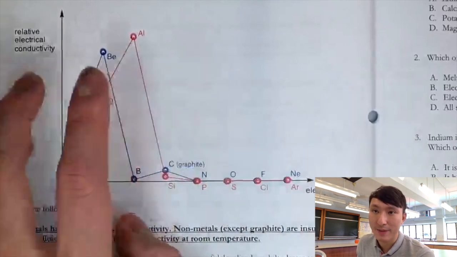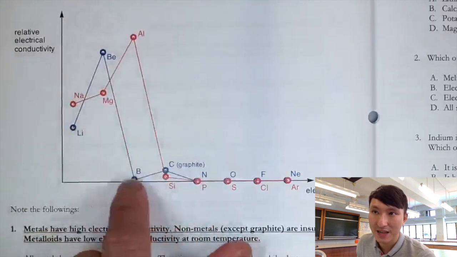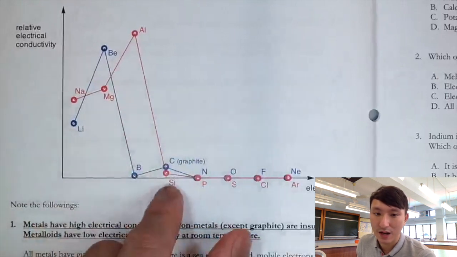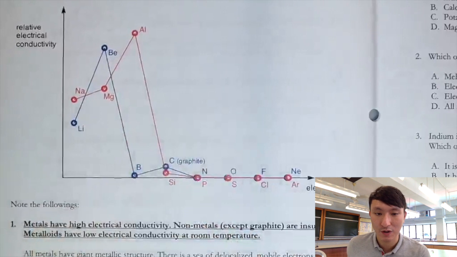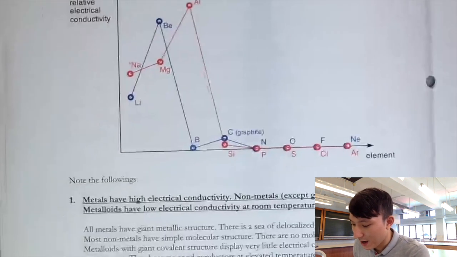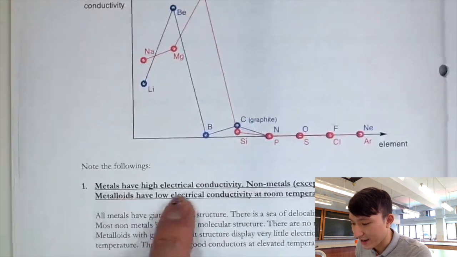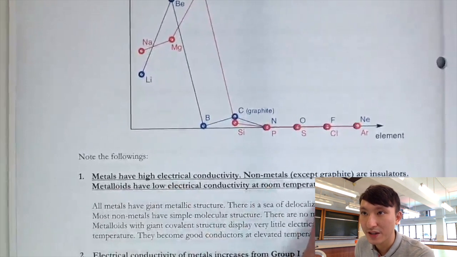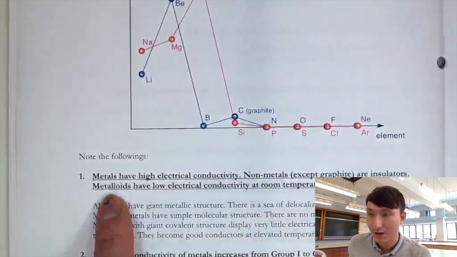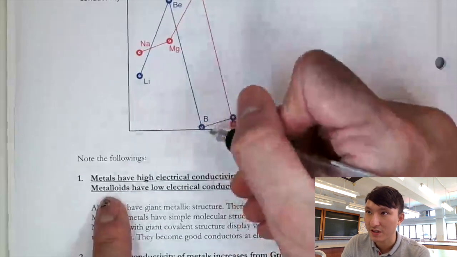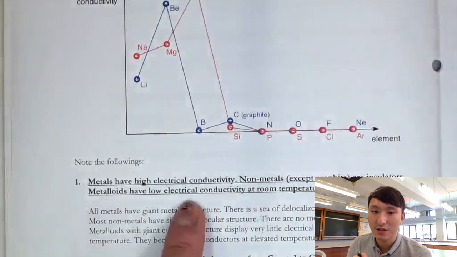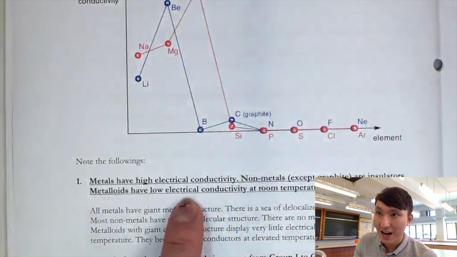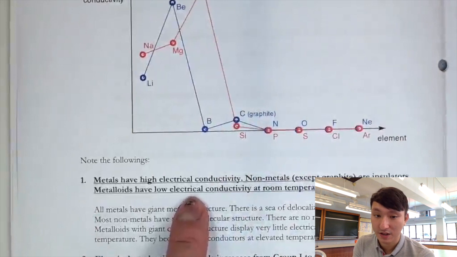And mostly we focus on the metals, but we also have some semi-metals, and graphite is also a very important example. First of all, metals have a high electrical conductivity in general. Non-metals are insulators except graphite and metalloids. Metalloids are boron and silicon. They have some electrical conductivity at room temperature. At higher temperature, they will have a higher conductivity.